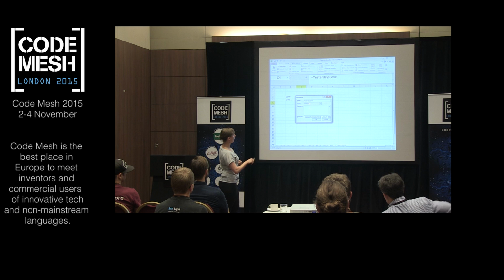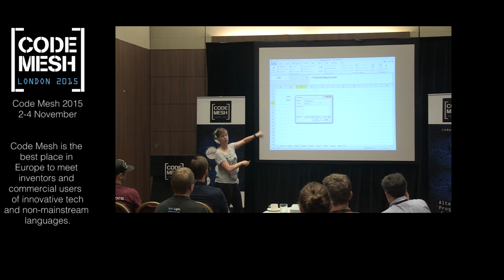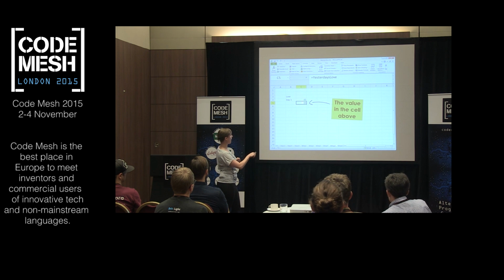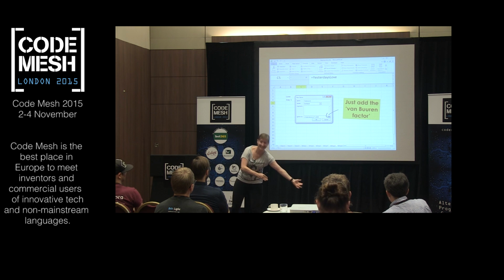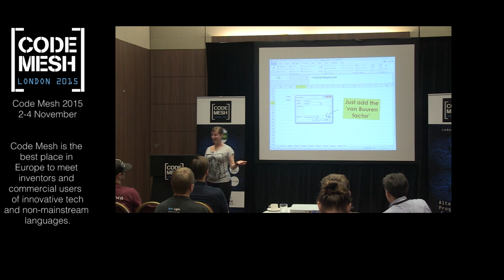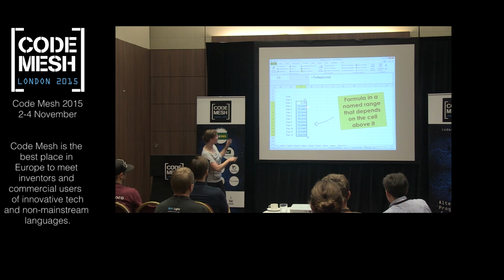We can use that. So we don't want to have the location, we want to have whatever is in there. Now we have a formula that refers to the cell above it. The only thing we still need to do is put in the Van Buren factor, however much it is that I love you more every day. We just add that. So we say today's love is yesterday's love times a certain factor. We can drag this formula down.